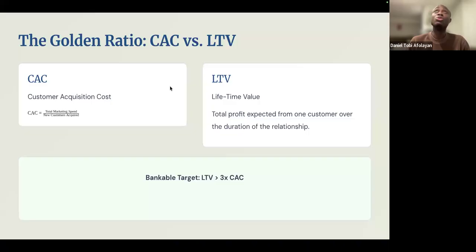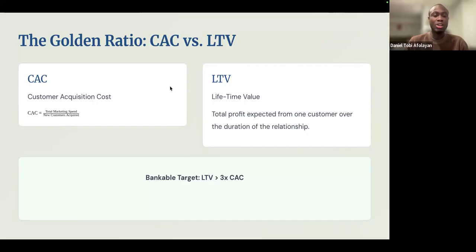That's how you get your lifetime value. And one thing, the way we used to measure the bankable target is your lifetime value must be 3 times your customer acquisition cost for every customer. If you don't do it that way, the unit economics in marketing will not be accurate. So you have to ensure that you do 3 times the CAC.